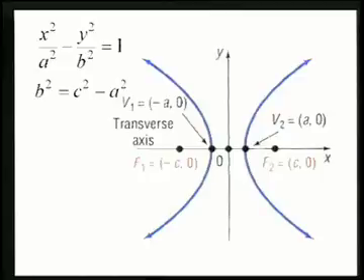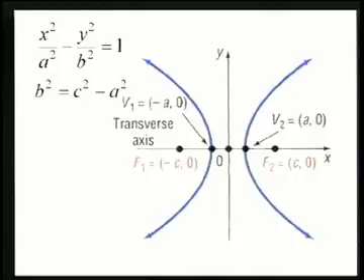The trick in determining whether the hyperbola opens left and right or up and down is which term is first in the equation. When the x squared is first in the equation, the hyperbola will open to the right and to the left. Notice also the relationship between a, b, and c. It's now the case that b squared equals c squared minus a squared. Contrast that with an ellipse where b squared equals a squared minus c squared. Make sure you're aware of this difference.